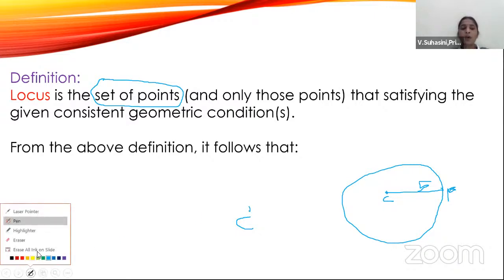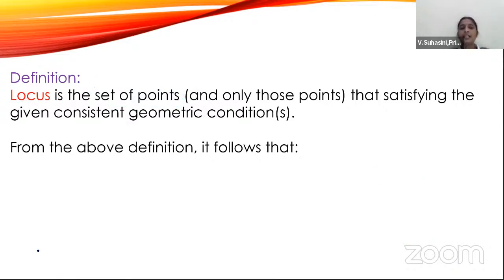So we cannot talk about inconsistent geometric conditions. You can talk about the conditions which are consistent. Collect all those points which satisfy the consistent geometric conditions, and that collection of points is called locus. So locus is all about the points and its path.